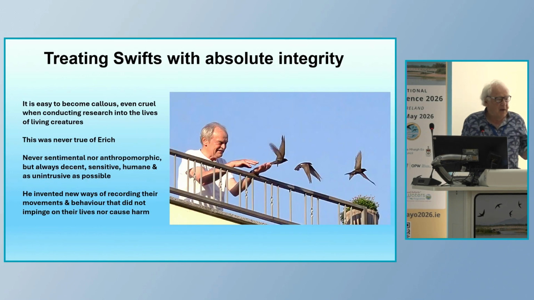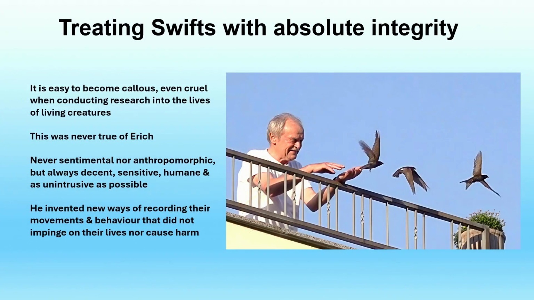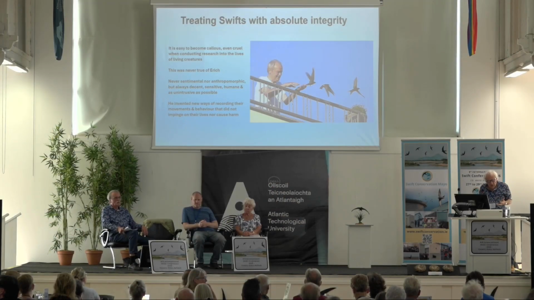And the great thing about Erich was he treated swifts with total integrity. I mean, it's very easy to become cruel when dealing with animals, become callous and hardened. And in fact, in the 19th century, people did vivisection and all sorts of horrible things, and still animal experimentation and putting shampoo into the eyes of rabbits to test whether it harms eyes, all that sort of horror went on right until very recent days and had to be controlled by law. But Erich was never like that. He wasn't sentimental, he wasn't anthropomorphic, he was always decent, sensitive, humane, and as unintrusive as possible.